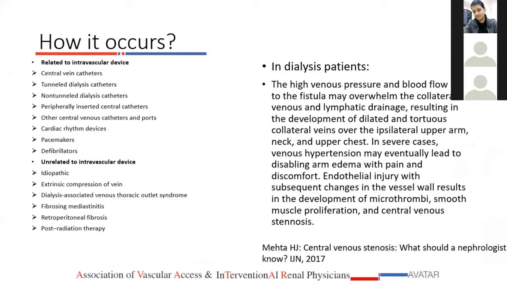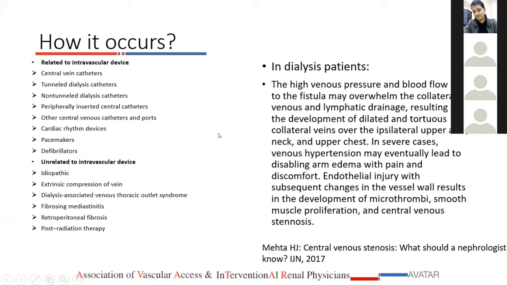Then we come to the question of how central venous stenosis occurs. This could be related to certain devices like central lines of various kinds, whether it's the CVP line for ICU purposes, tunneled catheters, non-tunneled catheters, PICC lines, dialysis catheters, cardiac rhythm devices, etc. But it could be unrelated to an intravascular device. It could be idiopathic, extrinsic compression of the vein, dialysis associated, venous thoracic outlet syndrome and various other reasons.